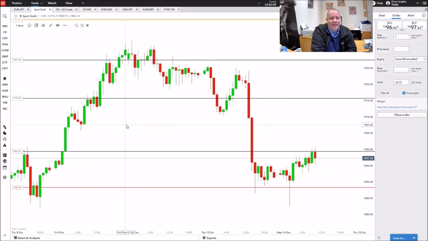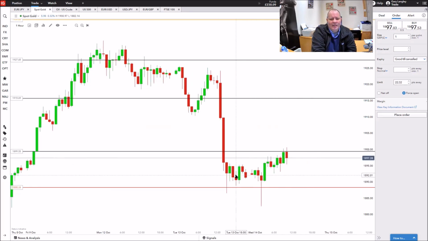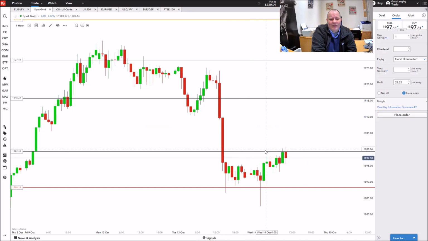Gold, again, gold had a whopping drop. It's now consolidating between here and here. If it can break this, there's a high probability it can get to roughly around there, touch the bottom of this, which is approximately 50% of this drop. And that could be reasonable.